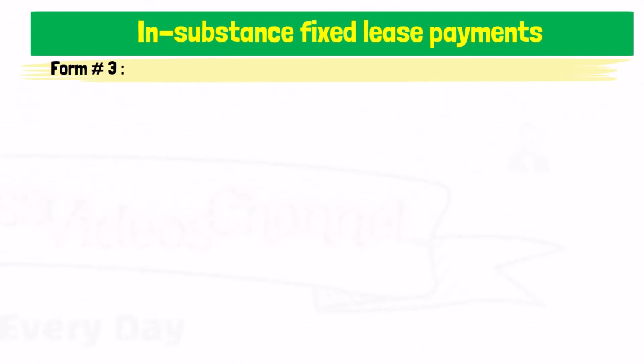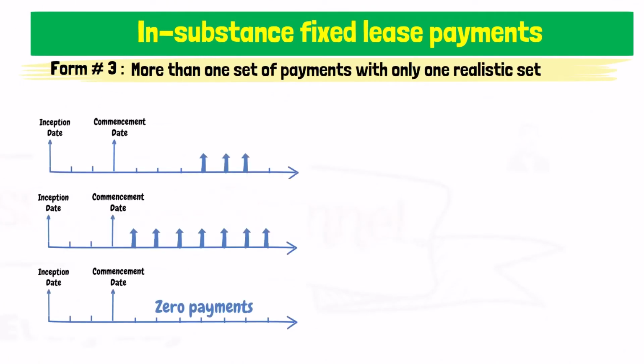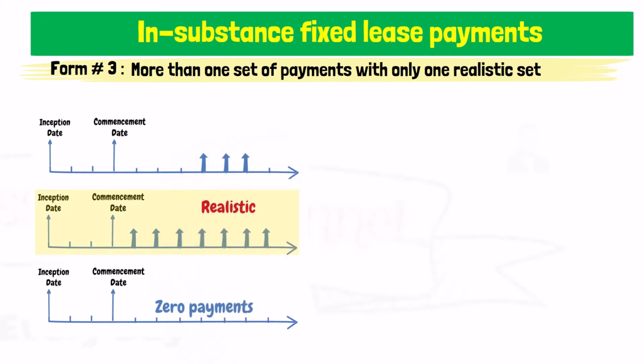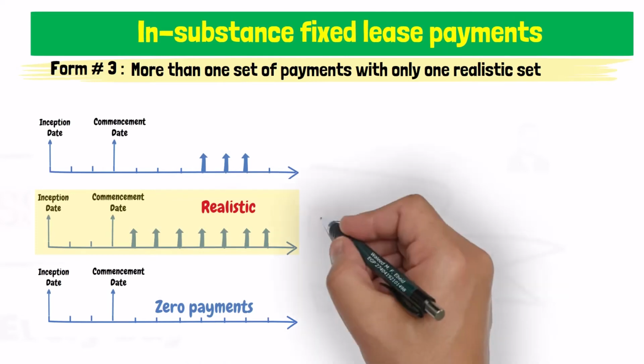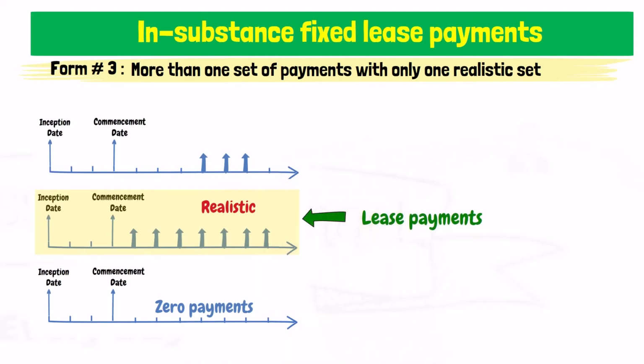Another form of in substance fixed payments is when there is more than one set of payments that a lessee could make, but only one of those sets of payments is realistic. In this case, an entity shall consider the realistic set of payments to be the lease payments. This form is somewhat similar to the first form of in substance fixed lease payment.